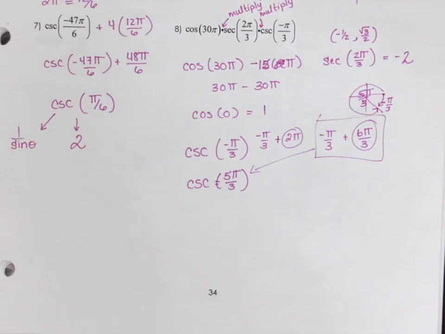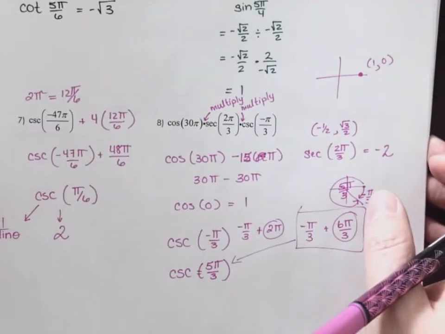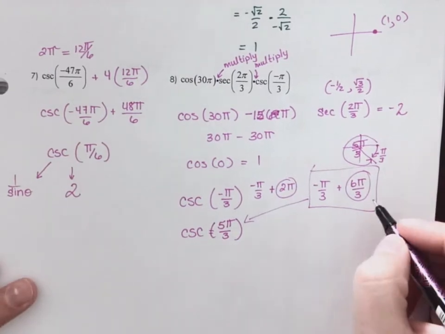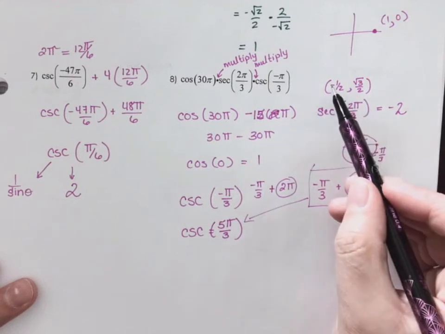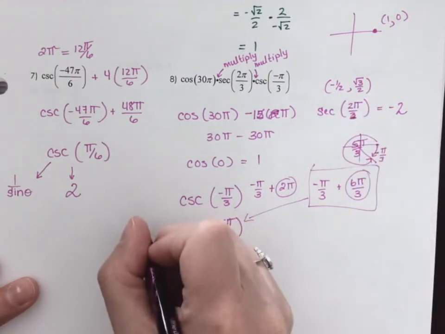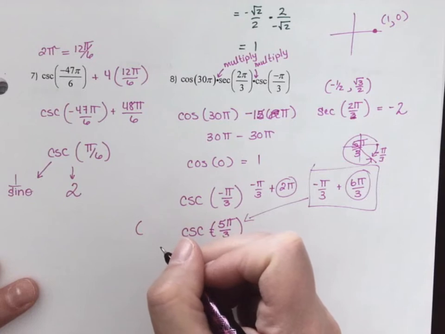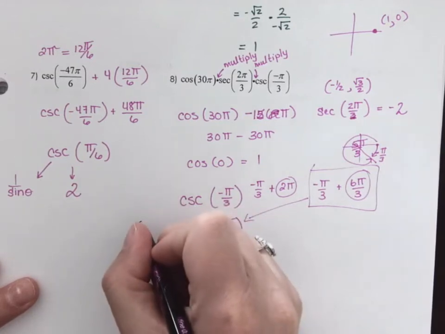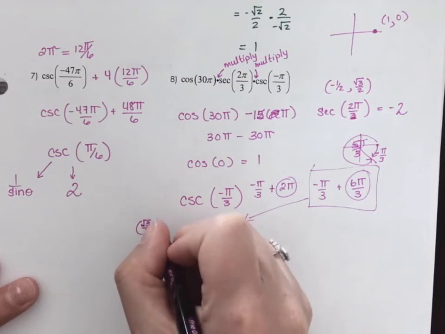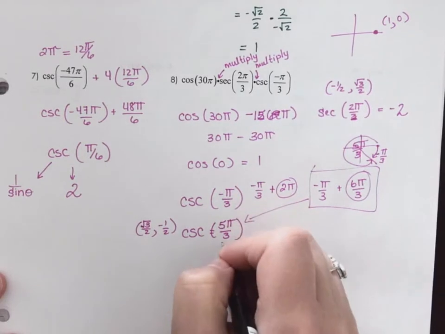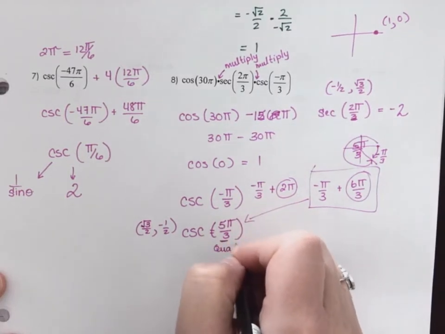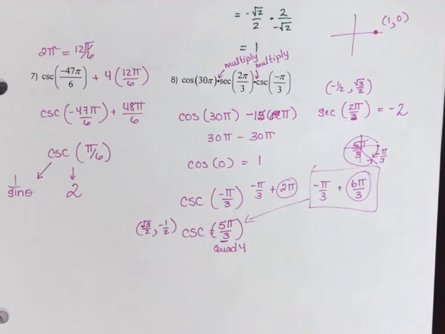Okay, cosecant is the reciprocal function of sine. This is your y. Okay, good. That's a very key point. We know we have a denominator of 3. We had a denominator of 3 here. I know that in this quadrant, it's going to be a positive root 3 over 2 and a negative 1/2, because I'm in quadrant 4. So my y is negative, my x is positive.